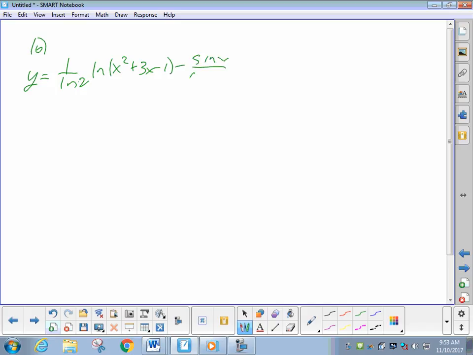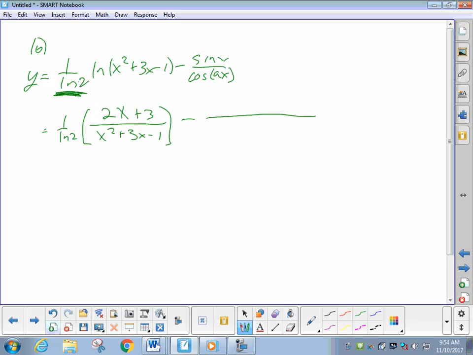So dramatic. Cosine ax. Okay, is this a coefficient or do I need to use a product rule? No, it's just a coefficient. So 1 over log 2, and the derivative of that is the derivative of the outside, the derivative of natural log, times the derivative of the inside, something like 2x plus 3. Do you agree with that first derivative? Okay. Minus, did you use the quotient rule here? Yes, let's just go with quotient rule.